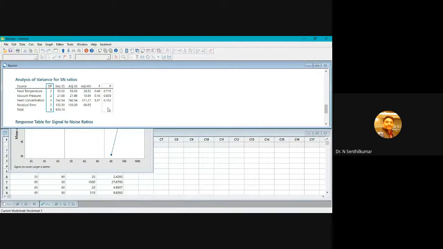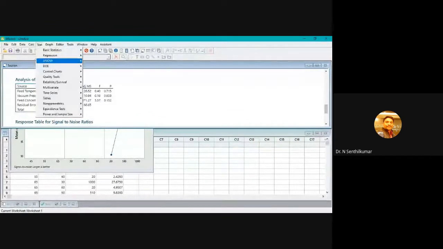Why? If I'm going to consider the interaction effect, that is AB, AC or BC, what happens? See, for example, if I'm going to consider the interaction between feed rate and vacuum pressure, then the degrees of freedom will be 2 into 2, totally 4. But the residual error is already 2. So the residual error becomes 0 or it becomes minus. That also we will see. So that this ANOVA table will not be formulated.